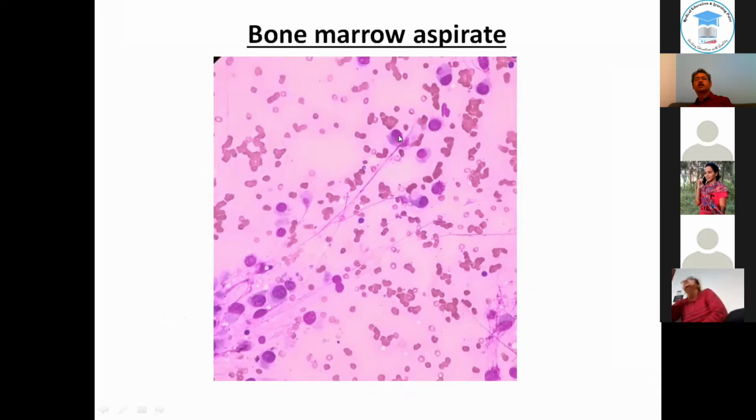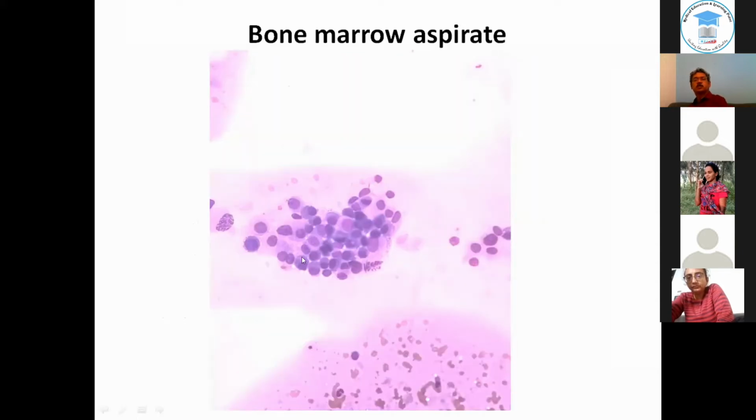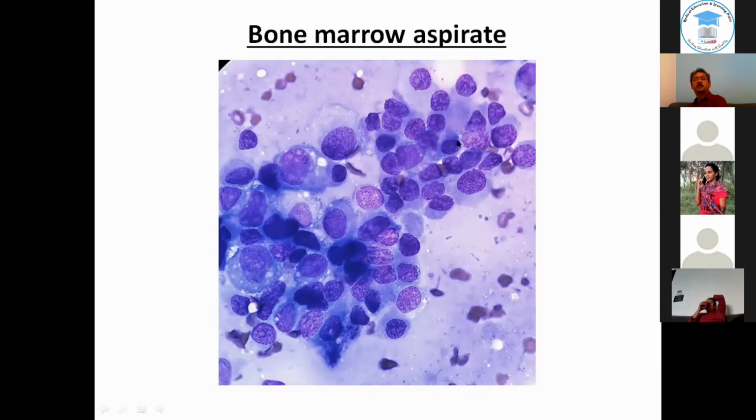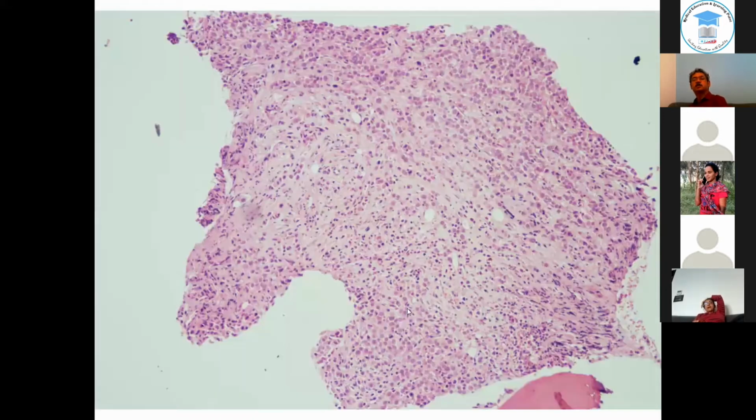There's abundant cytoplasm and vesicular nuclei. And these look like epithelial cells, which is confirmed by the fact that they are clustering, unlike hematopoietic cells. Again, clustering of these cells tells you that you are looking at probably a carcinoma. Trephine showed it to be packed with these cells.